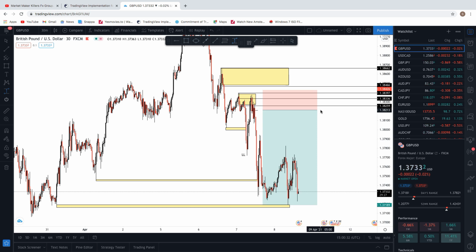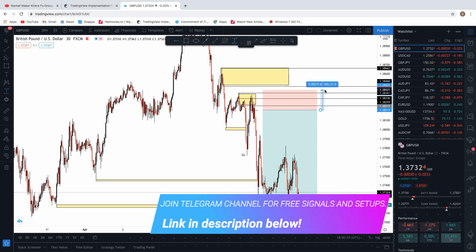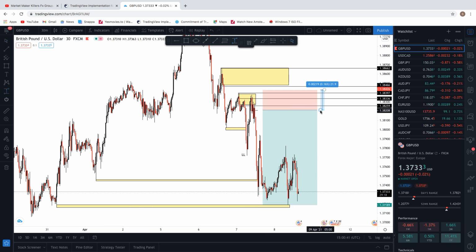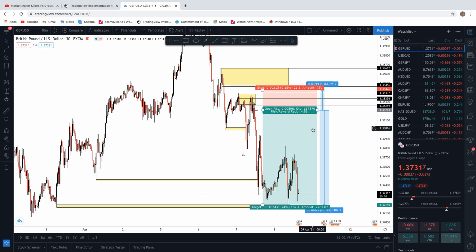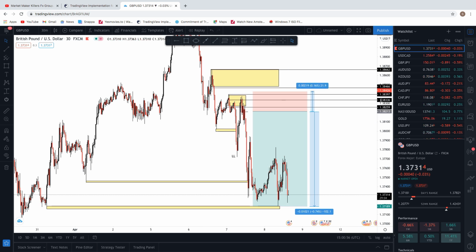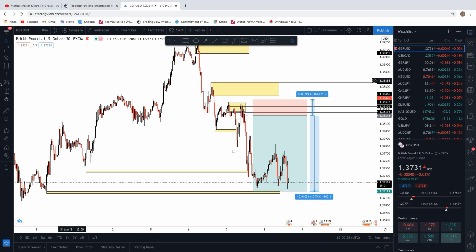So it means if we had an entry here and a stop just above, we'd be risking, I mean, this is pound USD, we'd be risking 21 pips, right? And your first target that you had down here would be 76 pips. Your second target, that would be 100 pips. So already the risk to reward on that is amazing, right? So that's the first trade that I would have identified within this market structure.